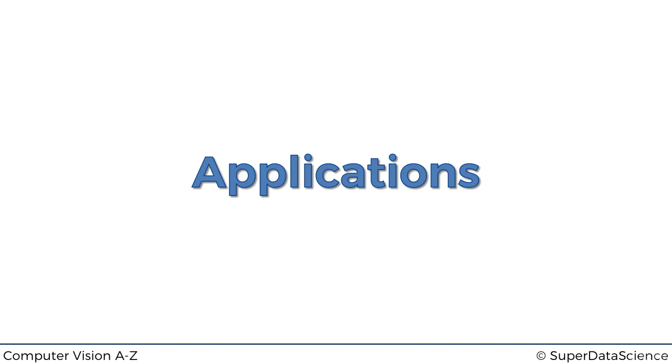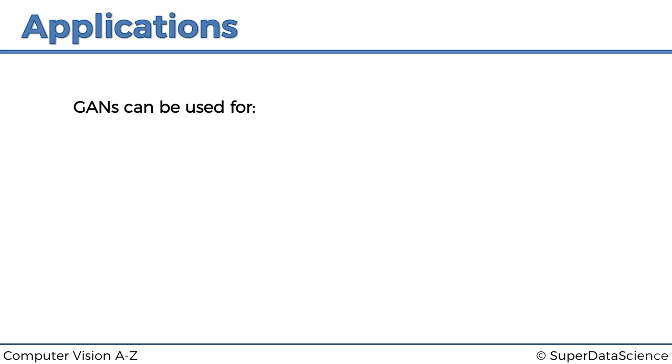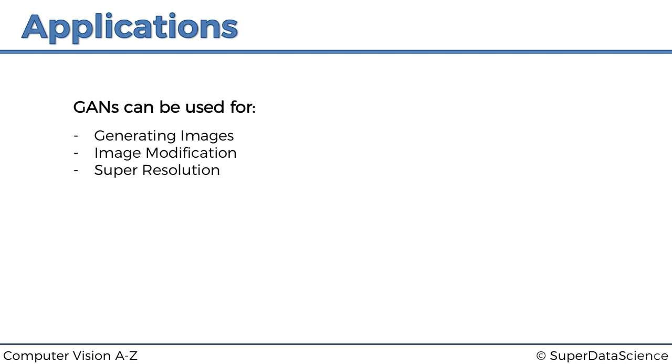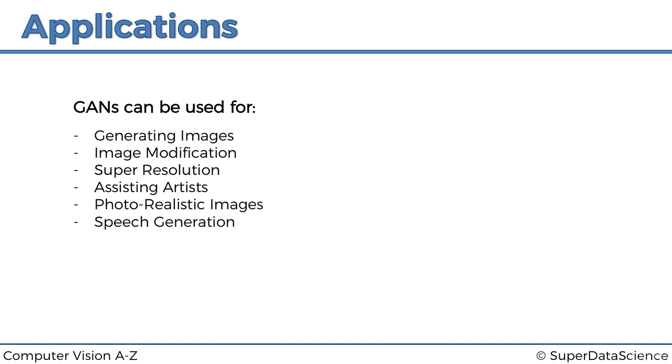Today we're going to talk about some applications of GANs. Alright, so let's have a look. GANs can be used for many different things, and for instance, here's a couple: generating images, image modification, super resolution, assisting artists, photorealistic images, speech generation, and face aging.